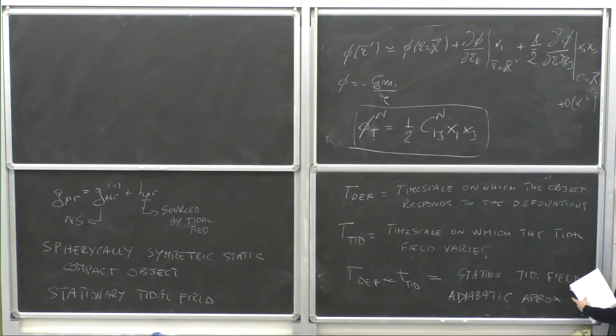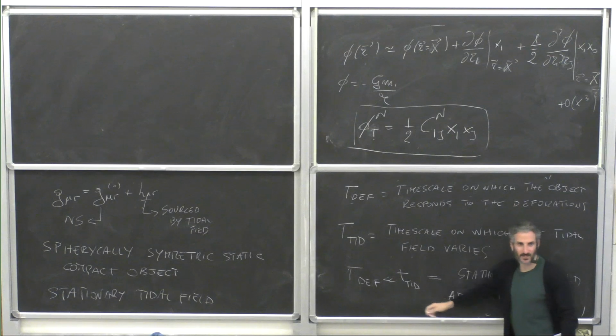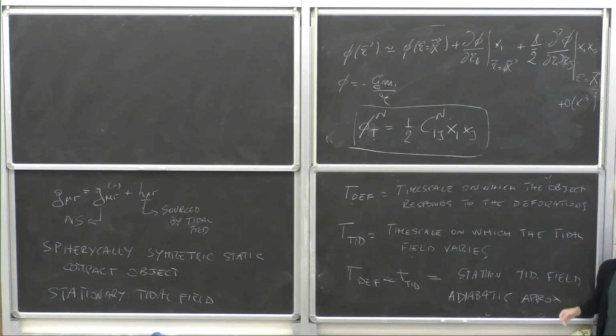Here we're doing exactly the same. I'm assuming that the star moves between different states, but these changes are not too violent, such that the tidal field can be considered constant, and so you can work out a stationary field approximation.